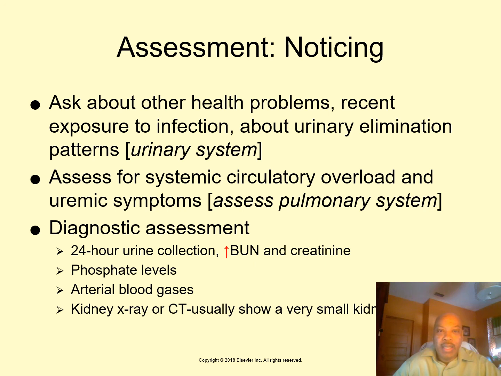There would also be an increase in the potassium, so these patients should be placed on a cardiac monitor because they do tend to have cardiac dysrhythmias as a result. The phosphate level is usually high, typically greater than 4.7, so know your ranges on your electrolytes. And the calcium level is low.